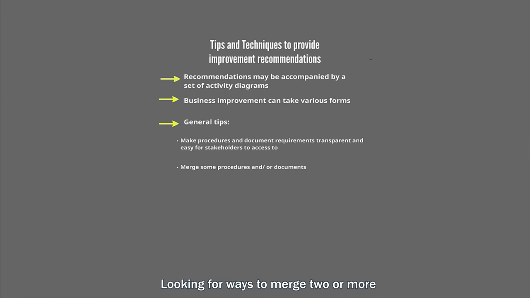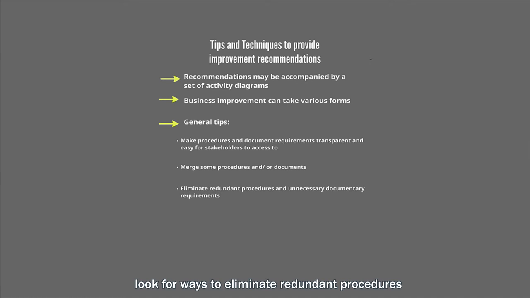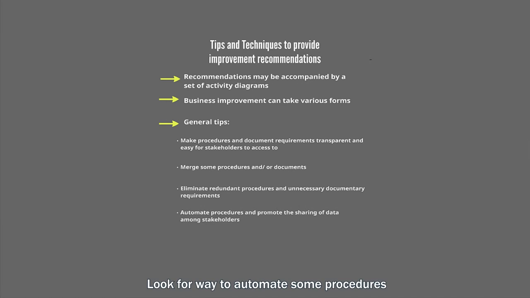Secondly, look for ways to merge two or more duplicated procedures into one procedure, or perhaps merge two or three similar documents into just one document or one form. Thirdly, look for ways to eliminate redundant procedures and unnecessary documentary requirements. Fourthly, look for a way to automate some procedures and promote sharing of data, for example, data about trade and transport information among relevant stakeholders.